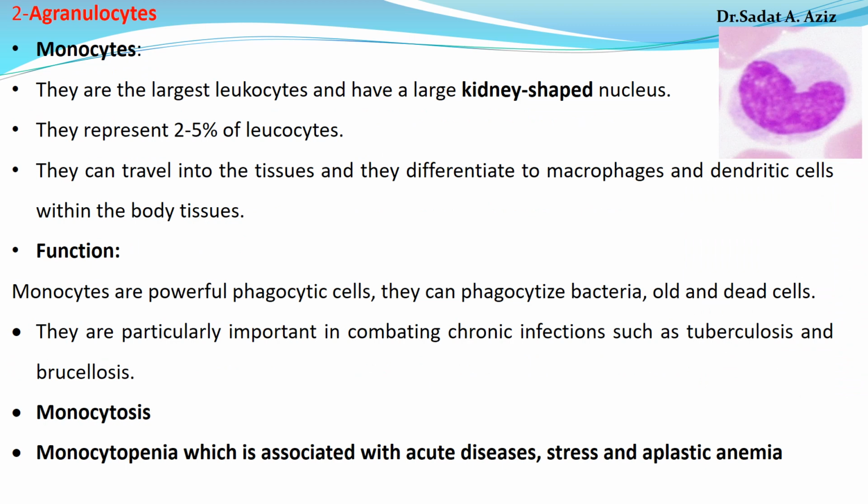So the second group of the leukocytes, as we said, is the agranulocytes. Monocyte is one of the agranulocyte cells. They are the largest leukocytes and have a large kidney-shaped nucleus. If you have a look at the shape of the nucleus, it is kidney-shaped, and they represent 2 to 5% of the circulated leukocytes.